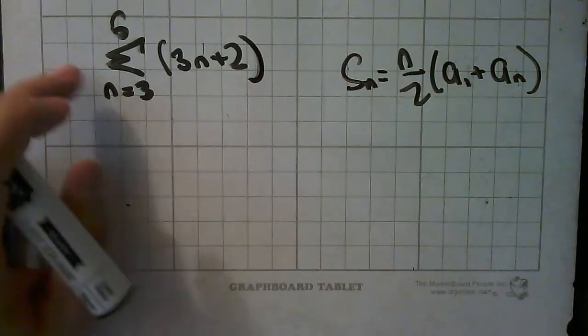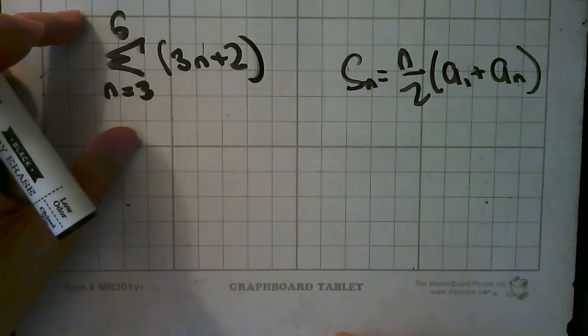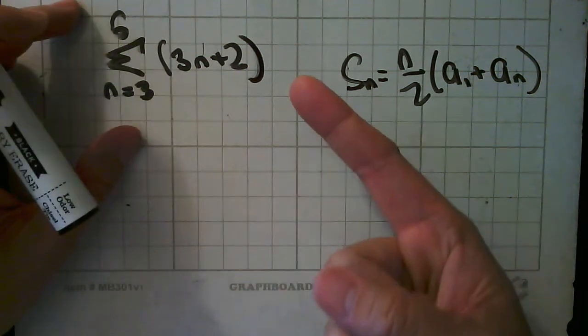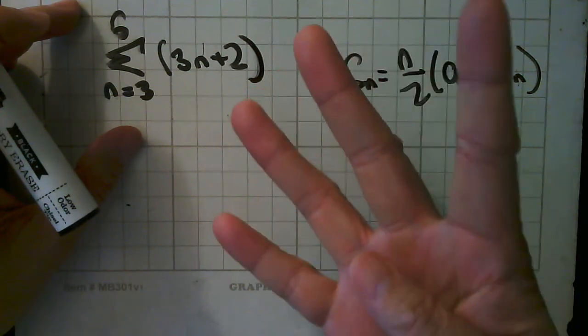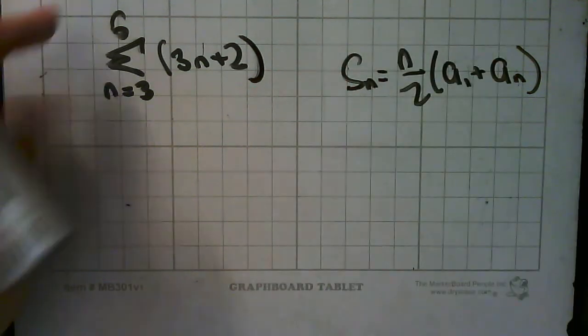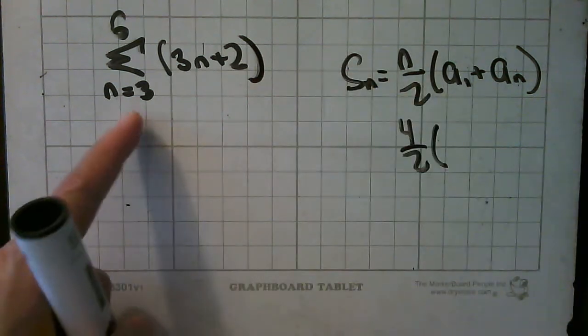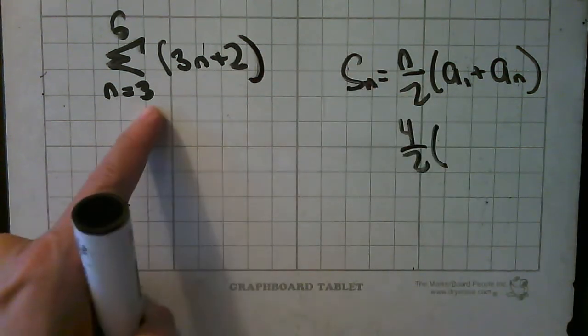Okay, so here in our formula, we need the number of terms, we need your first term, and we need the last term. So remember, our number of terms here is actually going to be four terms. So we plug in 3, 4, 5, and then 6, right? So we got a total of 4 terms here. So we got 4 over 2.